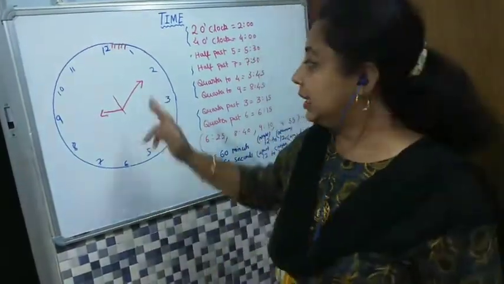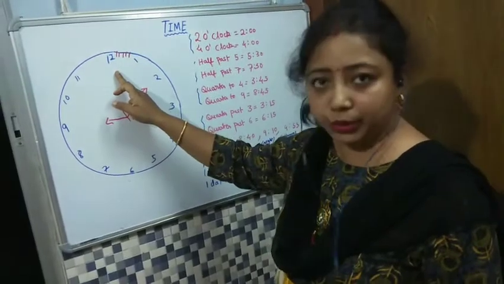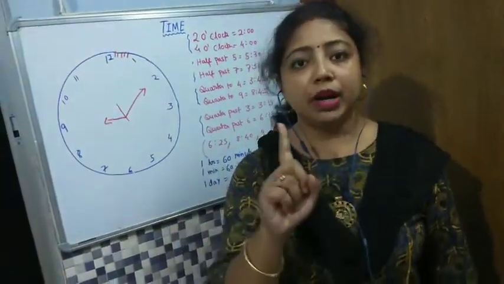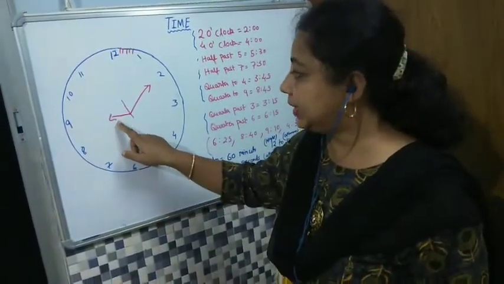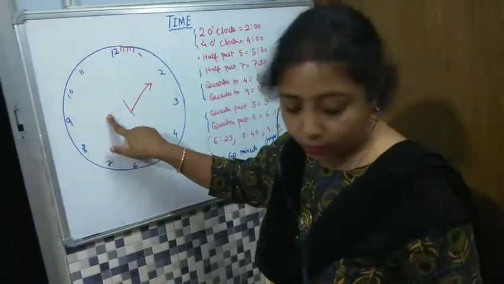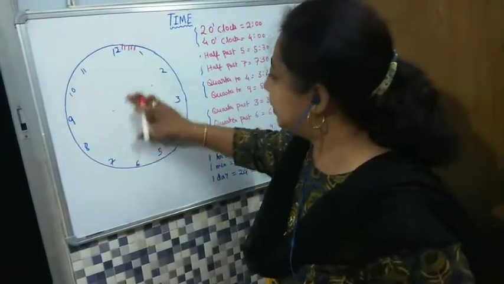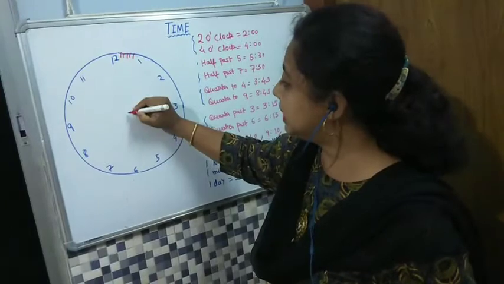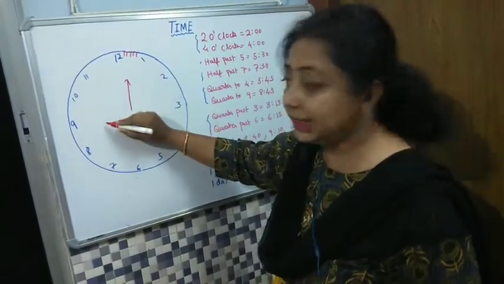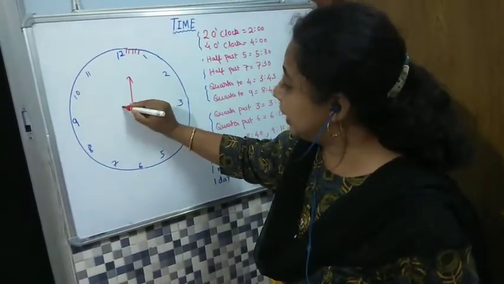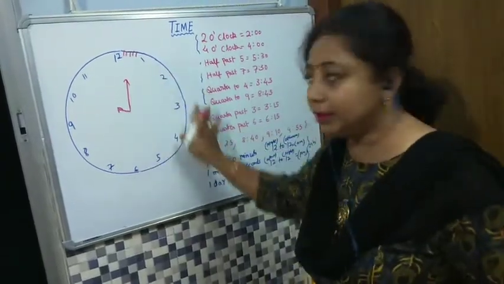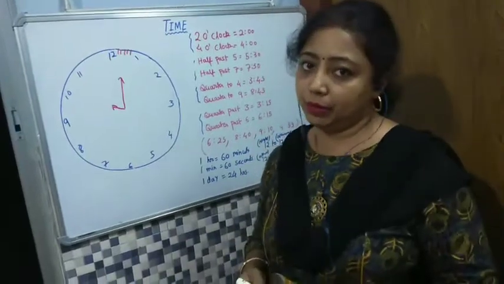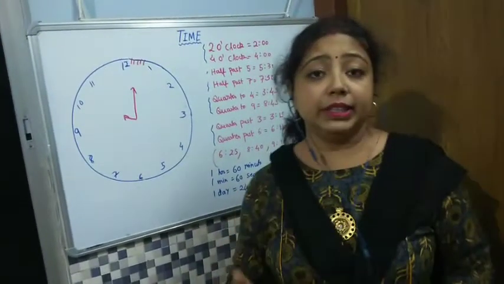Once this bigger hand starts from 12 and goes on moving and completes the round, that means 1 hour is over. When the bigger hand starts from here, completes 60 minutes and comes back, if the smaller hand was near 9, it will go to 10. Again, when the bigger hand completes 60 minutes, it will go to 11. So, in this way hours are formed. That means 1 hour has 60 minutes.